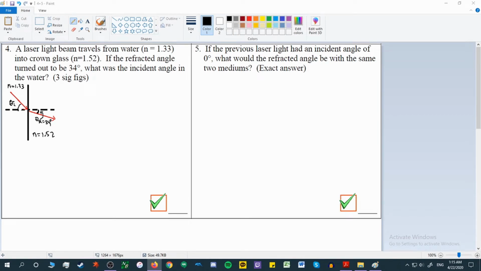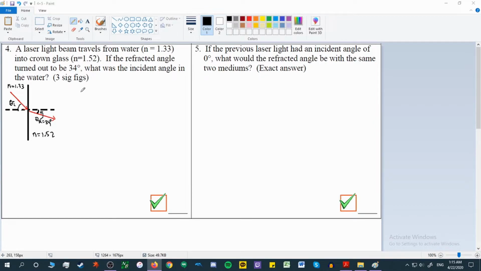Alright, number 4, there's more refraction practice. It's a laser light beam. It's traveling from water, where n is 1.33, into crown glass, where n is 1.52, and I've just drawn this out. I know it doesn't ask you to draw things, but I think it's always beneficial to visually see what's actually happening here. Anyways, the only difference in this problem is they give you the refracted angle, and they're asking you to find the incident angle.